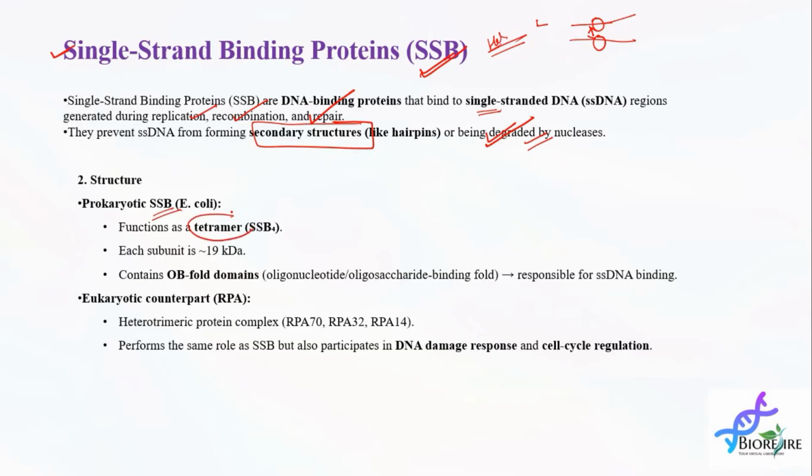It is a tetrameric structure and the molecular weight is 19 kilodaltons. In the case of eukaryotes, it is the RPA protein. It is also a heterotrimeric protein.